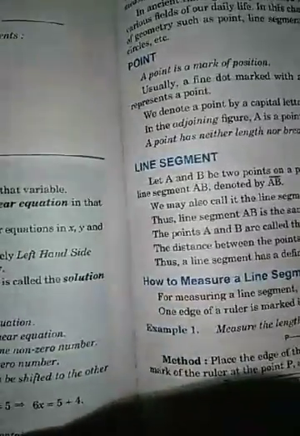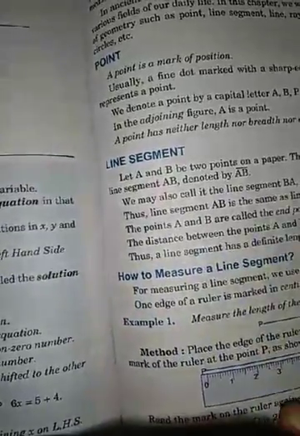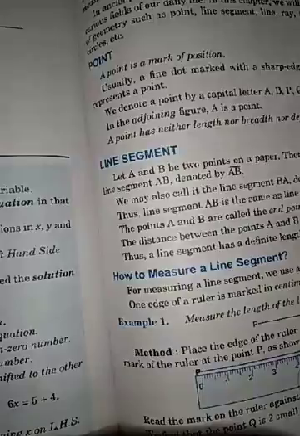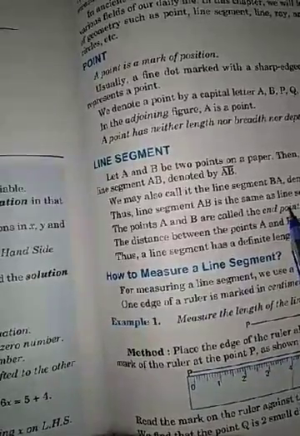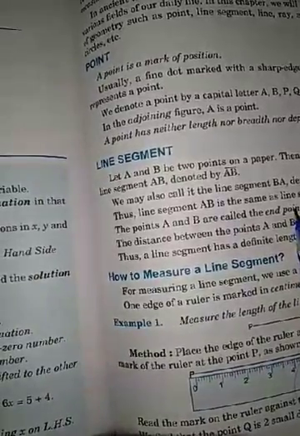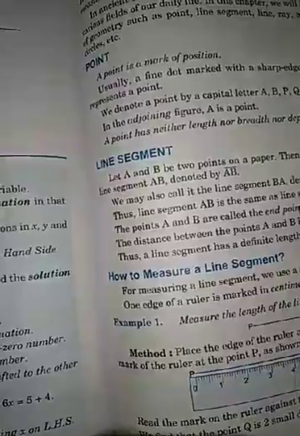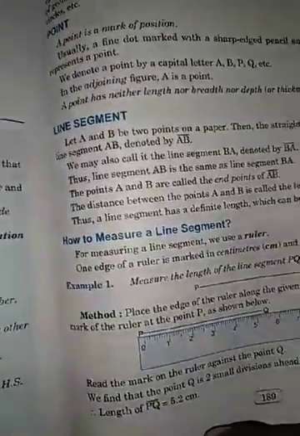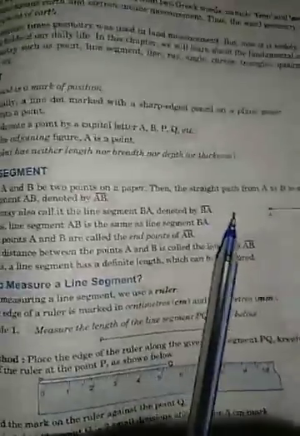In this chapter we learn about fundamental concepts of geometry such as point, line segment, line, ray, angles, curves, triangles, quadrilaterals, circles, etc. First of all, we discuss a point. So what is a point?